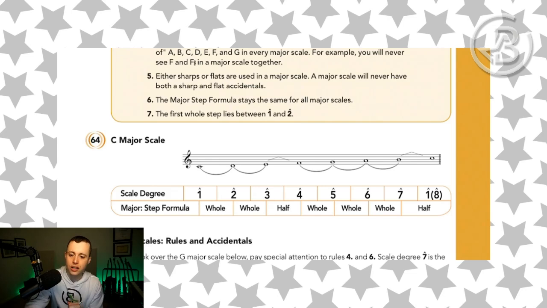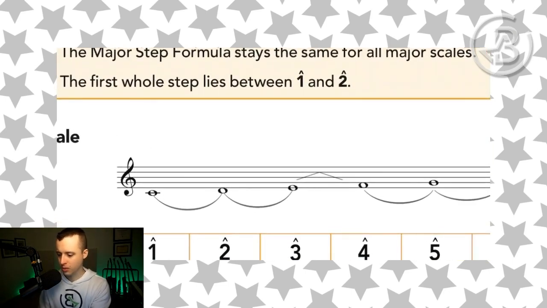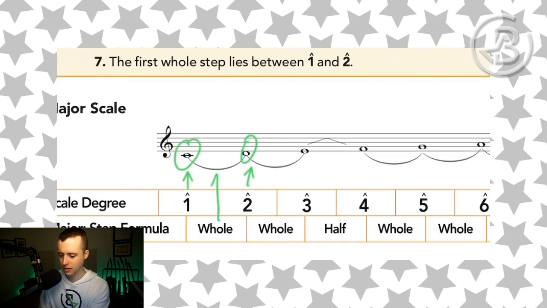Sure enough, we can see here we have whole, whole, half, whole, whole, whole, half. And this is the important thing to remember. The first whole step of the major scale step formula happens between scale degree 1 and scale degree 2. So sure enough, we can see that we have scale degree 1, that's C. Then we have scale degree 2, that would be D. And between scale degree 1 and scale degree 2, sure enough, we have a whole step.